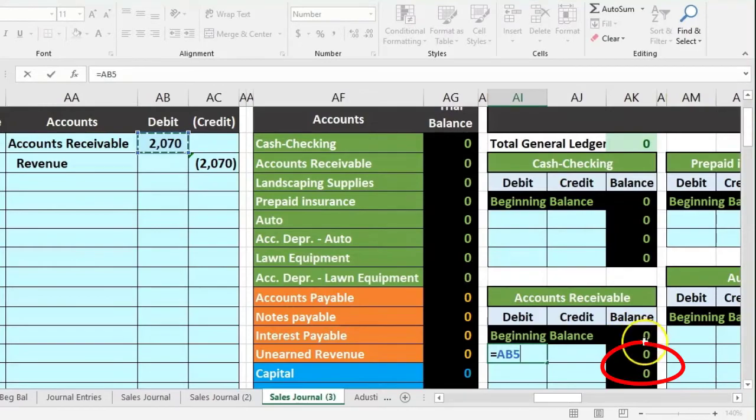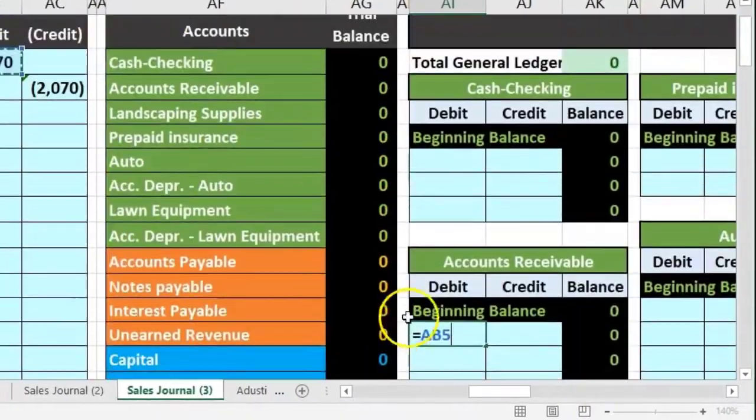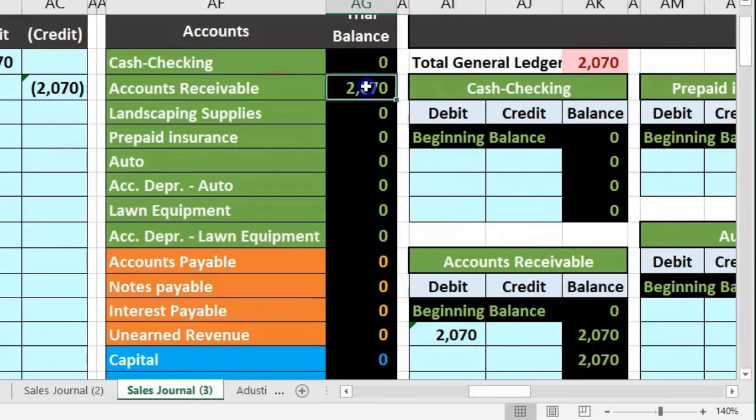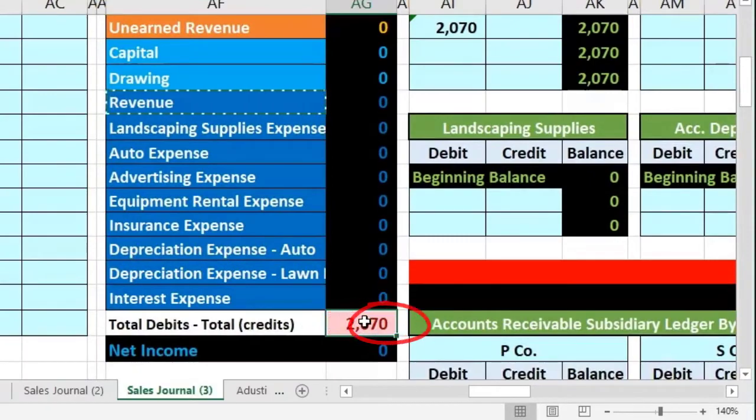And when we hit enter, this will go up. The accounts receivable will go up here, and it'll go up here, and it'll put us out of balance down here. So let's do that. Enter. So it went up here. There it is on the accounts receivable, pulling over from the general ledger. And we are, of course, out of balance down here.